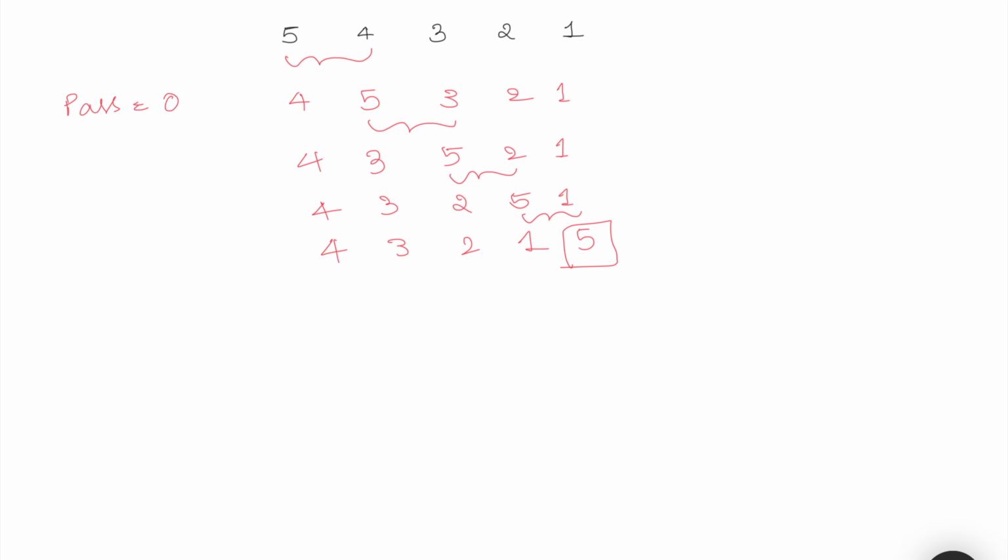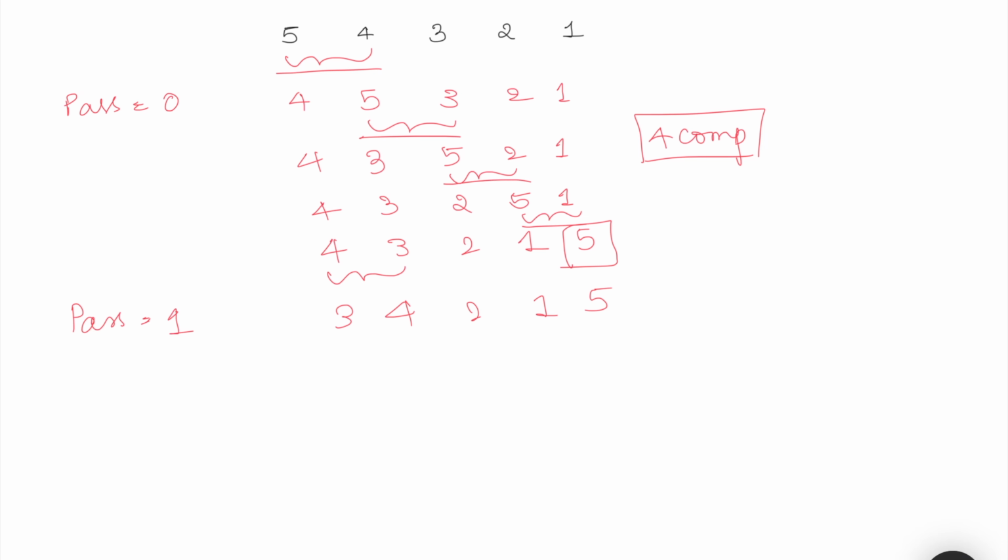So now let's see how many comparisons we have made in this pass. So it is 1, 2, 3 and 4. So it is 4 comparisons. So now let's go to pass 1. Now again we'll compare 4 and 3. We have to swap. And then 4 and 2 we have to swap. Again 4 and 1 we have to swap. Now if you see, the second largest element, that is 4, came to its correct position. So the total number of comparisons here is 1, 2, 3.